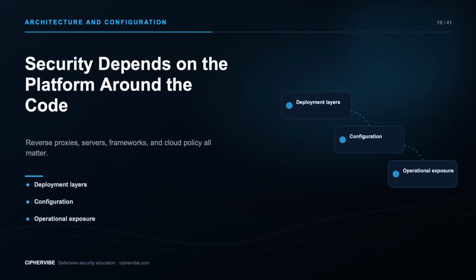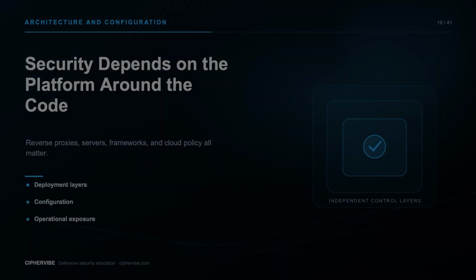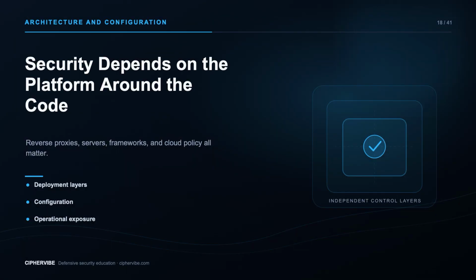Application code runs inside a platform. Reverse proxies, web servers, frameworks, containers, cloud identity, storage policy, secrets, network controls, and deployment automation shape exposure. The book's architecture mindset remains useful, but today's review must include infrastructure and delivery systems it could not fully anticipate.